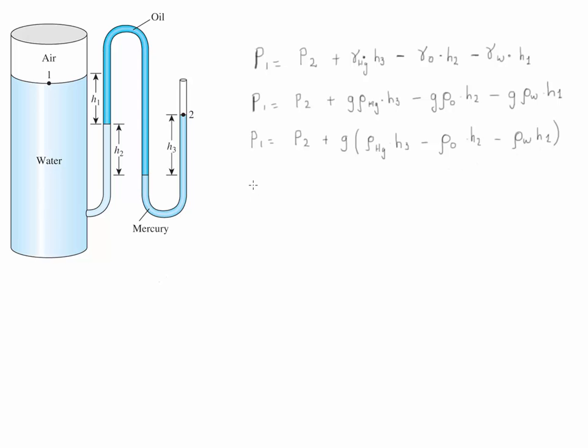Now let's substitute the values. P1 is equal to P2, which is equal to 85.6 kilopascals, plus gravity, which is equal to 9.81 meters per second squared. The density of mercury is 13,600 kilograms per meter cubed, and the value of H3 is equal to 0.35 meters.